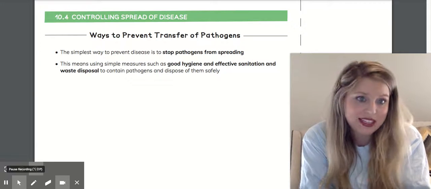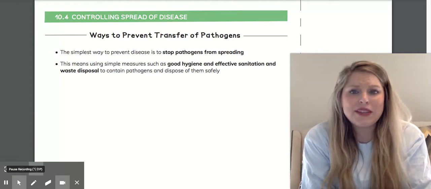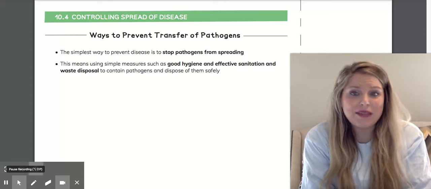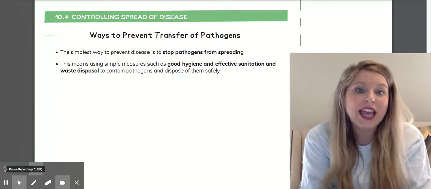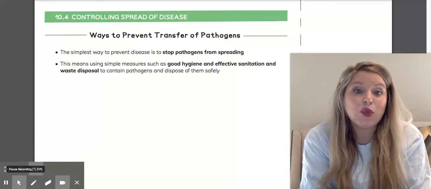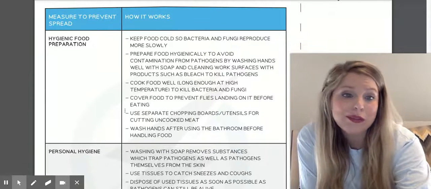10.4, controlling the spread of disease. So we've got to look at ways to prevent the transfer of pathogens. And the simplest way to do that is to simply stop them from spreading. We can do this with simple measures like good hygiene, effective sanitation, and waste disposal. I've got a table here that we'll go through, and that's pretty much it.